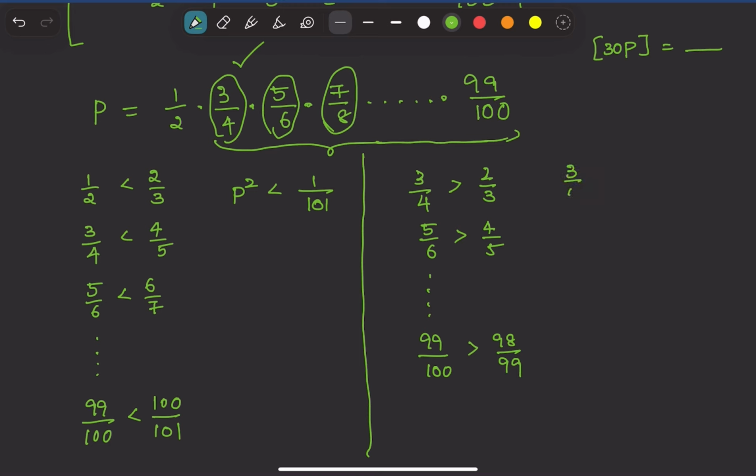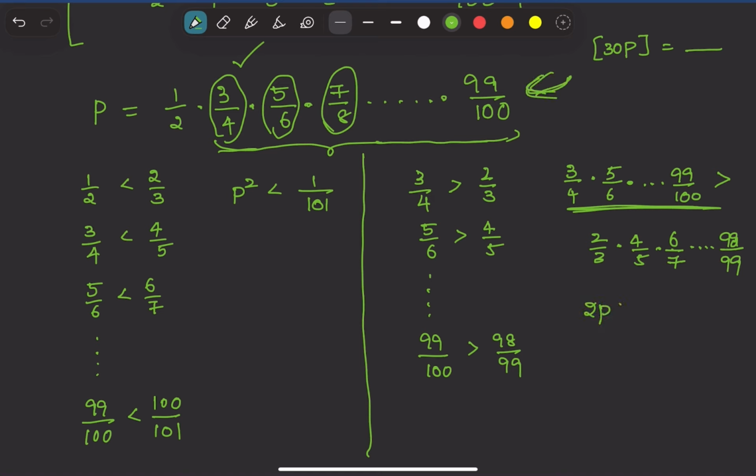So you'll get on the left hand side 3 upon 4 multiplied by 5 upon 6 and so on multiplied by 99 upon 100 is greater than 2 by 3 multiplied by 4 by 5 multiplied by 6 by 7 and so on multiplied by 98 upon 99. Now if you see, this is simply 2p from this particular thing. So 2p is greater than.